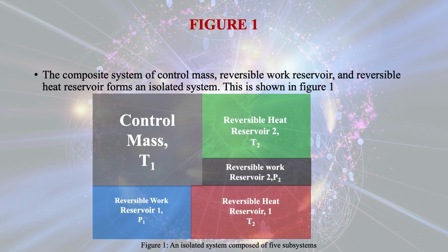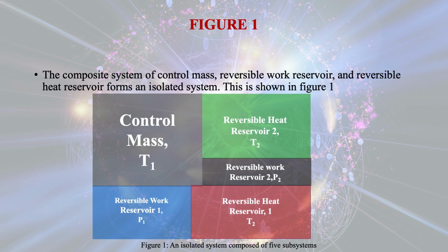The composite system of control mass, reversible work reservoir and reversible heat reservoirs forms an isolated system. So in this case we have considered an isolated system which is composed of the control mass, reversible heat reservoirs and reversible work reservoirs, and all the subsystems together compose what is known as an isolated system. There may be heat transfer between the system and the surroundings, and there may be work transfer between the system and the surroundings, but in this isolated system the subsystem that is control mass is considered as the system, and any other subsystems apart from control mass are considered as surroundings.